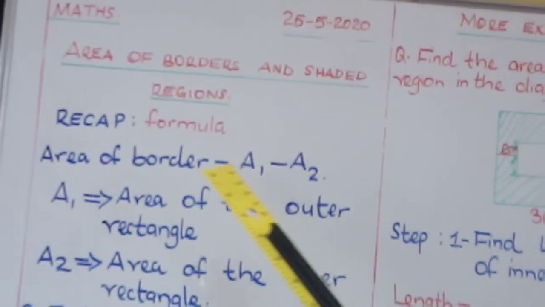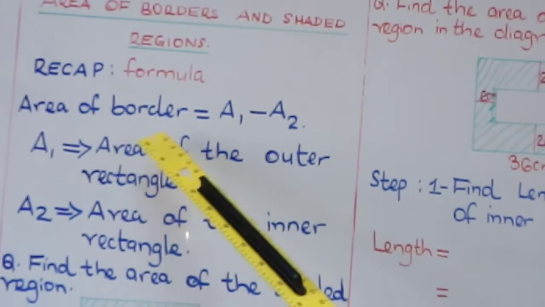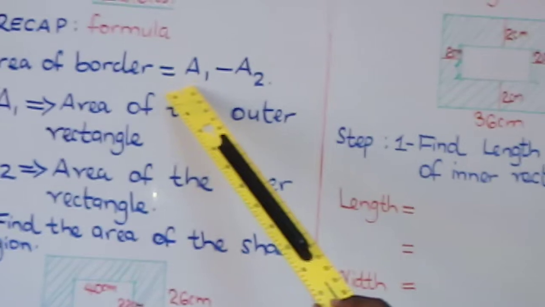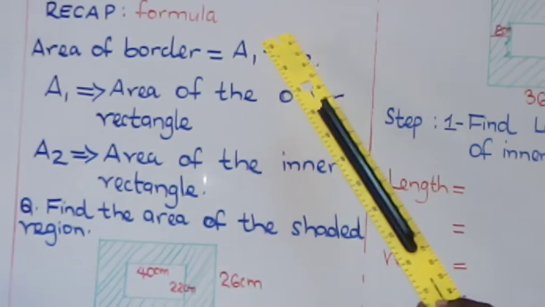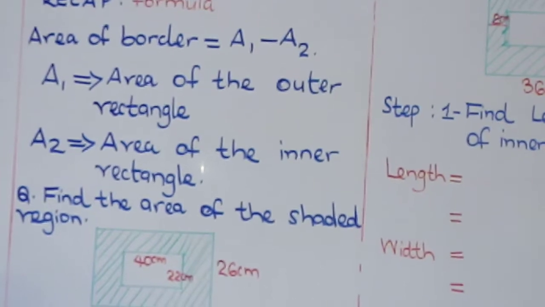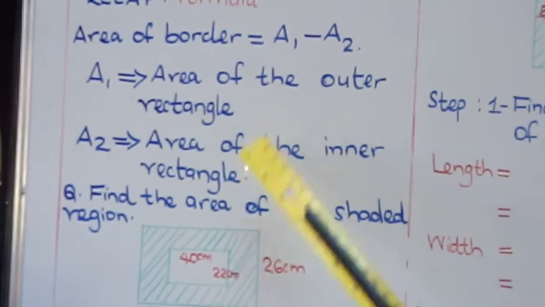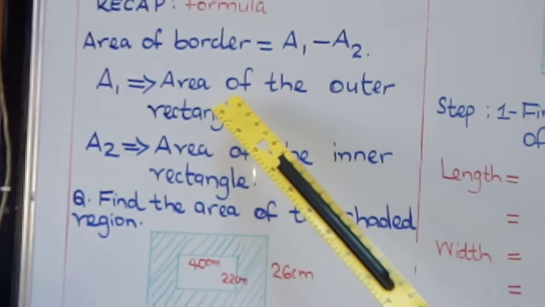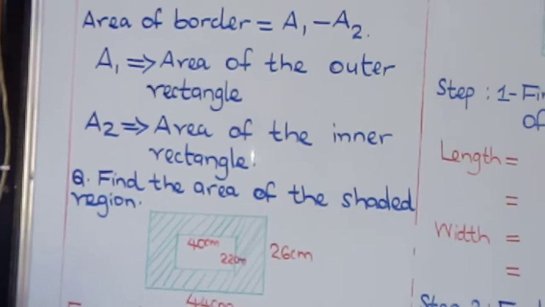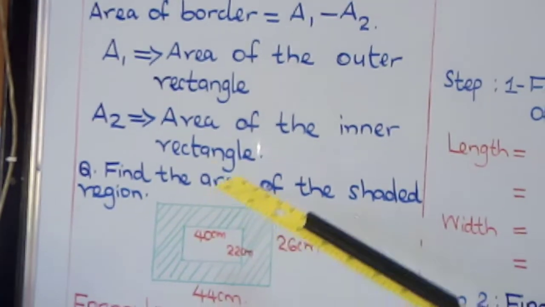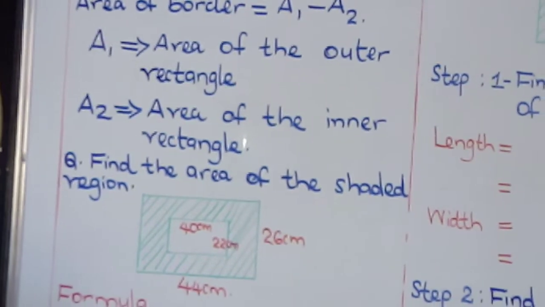Area of borders. I hope you can remember that the formula is area 1 minus area 2. That is the formula to find the area of borders, right? Area 1 is the area of the outer rectangle. Area 2 is the area of the inner rectangle, the smaller one.